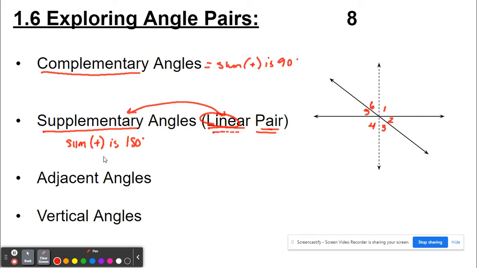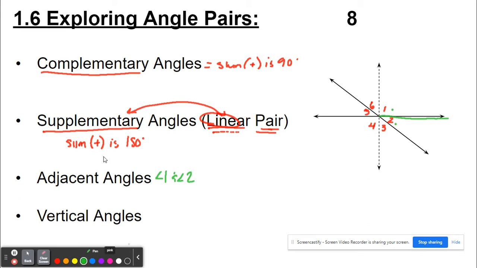So let's talk about adjacent. Adjacent is just next to, they're touching. So for example, let me come down here, change colors. Angle 1 and angle 2 would be adjacent. They're right next to each other. They share a ray right here. This ray is in between both of them. So 1 and 2 are adjacent.